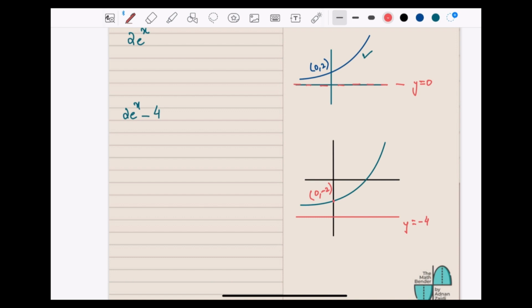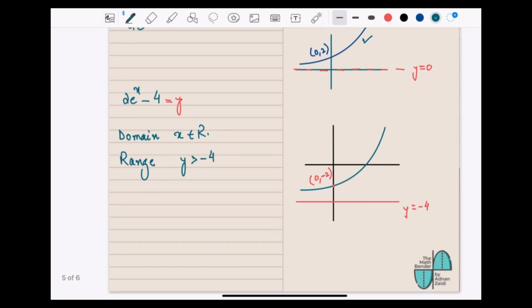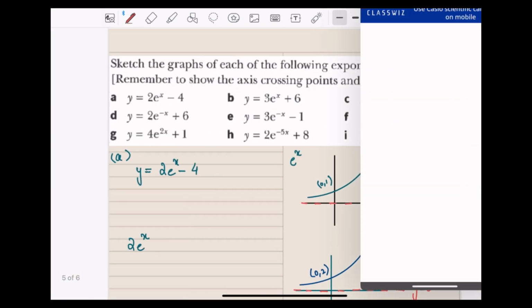I can say that the domain is x belongs to real numbers, but the range is y is greater than -4. Now one more thing: as you can see, it has an x-intercept, which means at this point the y value is 0, and we need to find that out.